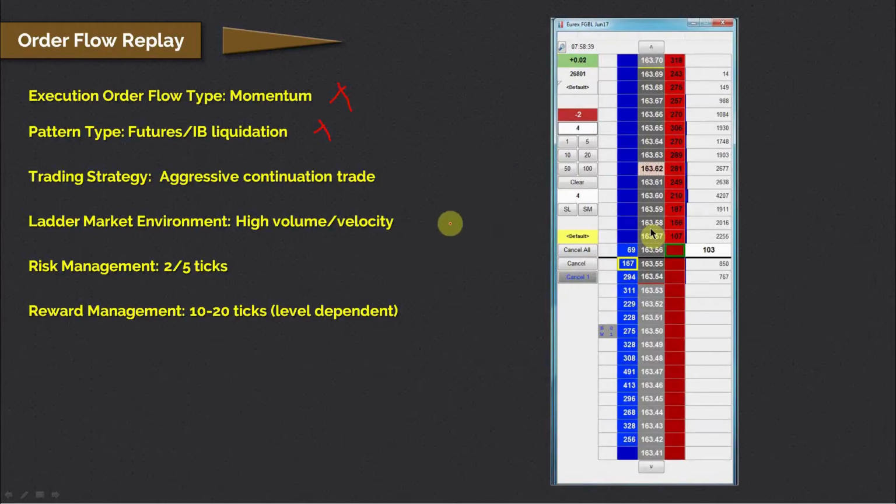You're looking for a lot of two-way trade, a lot of back and forth price action, just because you can have clear entry and also exit when you do begin to trade through certain areas. And then the risk management on this trade is always relatively tight, guys, around 2 to 5 ticks. And then, as always, it's level dependent in terms of risk management, guys.